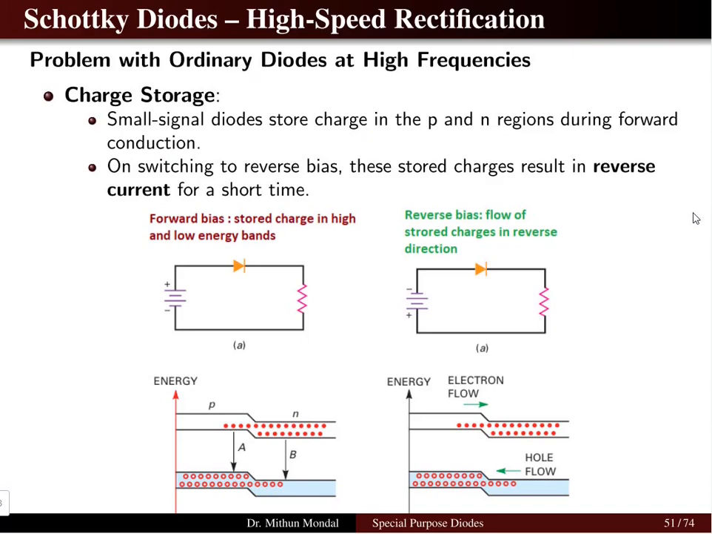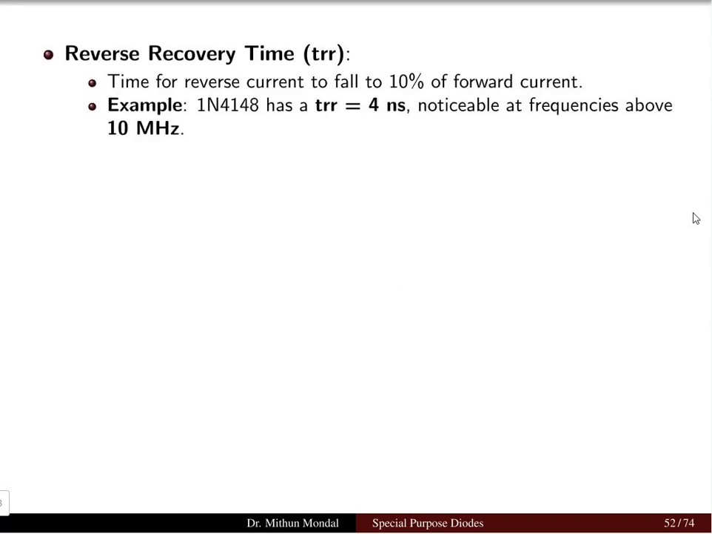We can see here an ordinary diode connected with a battery, which is forward biased, and the output is given to the load resistor. There are charge carriers present in the P and N regions, and when the battery is reverse biased, you will have a reverse current of very small magnitude due to the flow of charge carriers in the opposite direction. So there will be a reverse recovery time.